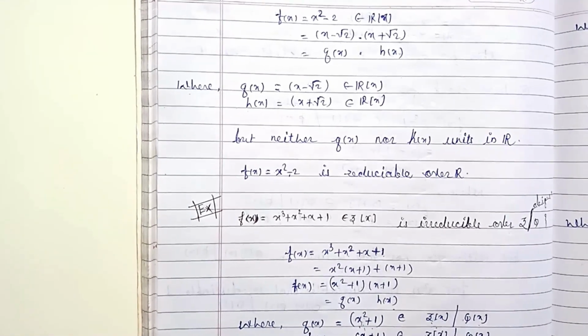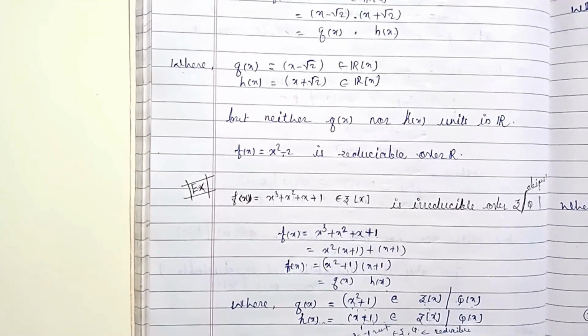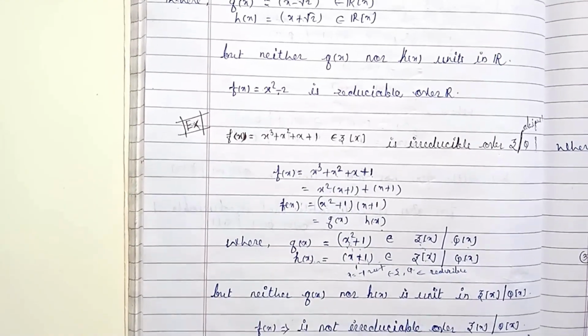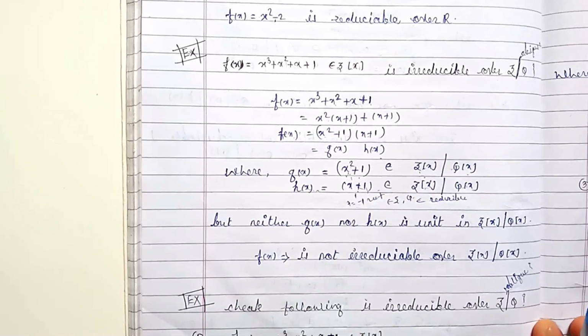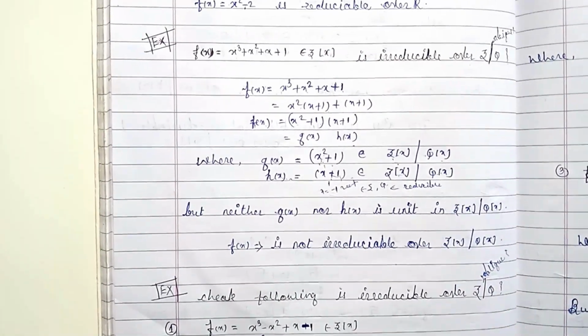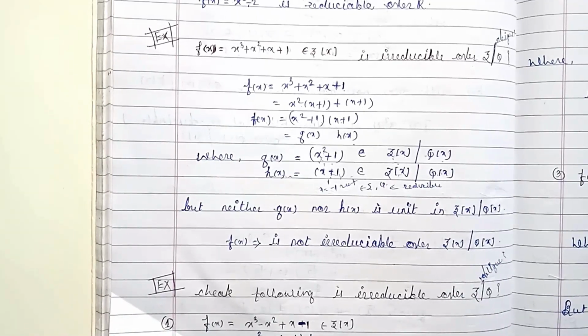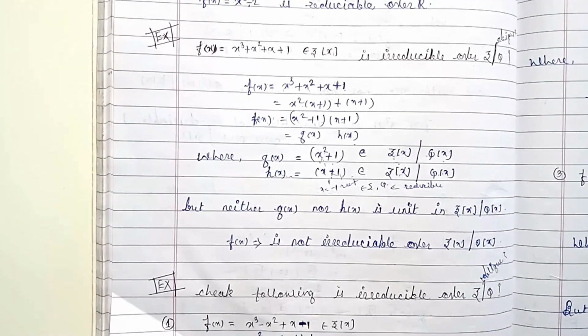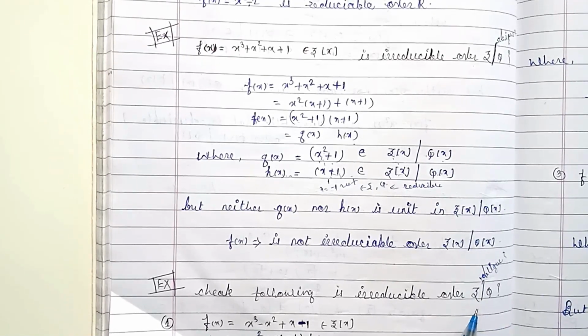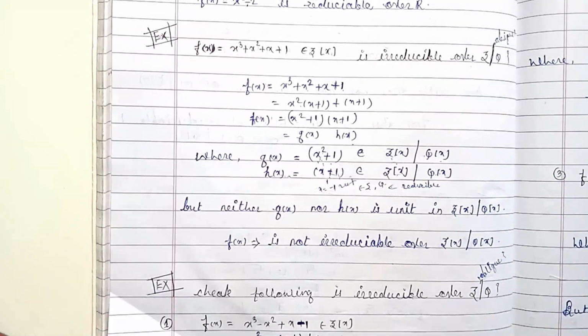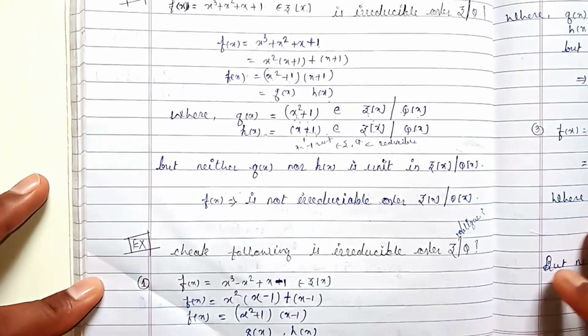Now I have one more example that you all have to try for your homework: f of x as x cube minus x square plus x minus 1. Check whether this polynomial is irreducible over Z[x] or Q[x]. After that, for the solution you just have to factorize. I have written the solution here; if you want to check, you may check this one.